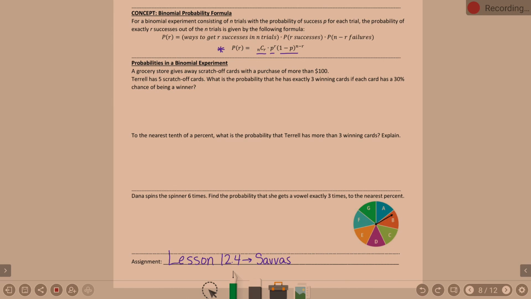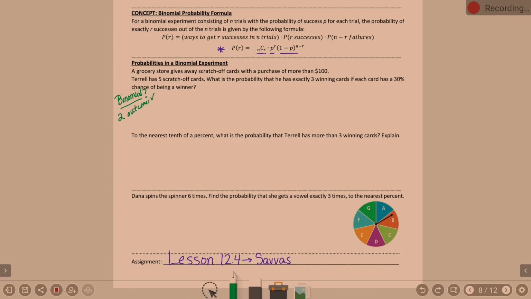Okay, now, this is binomial probability formula. This has to be a binomial experiment before we can even proceed. So I'm going to check that real quick. And I'm not going to write it all out, but I need to know, is this a binomial experiment? Okay, are there 2 outcomes? Well, the probability that he has 3 winning cards. It can either be a winning card or a non-winning card. So I'm going to say that, yes, he has 2 outcomes.